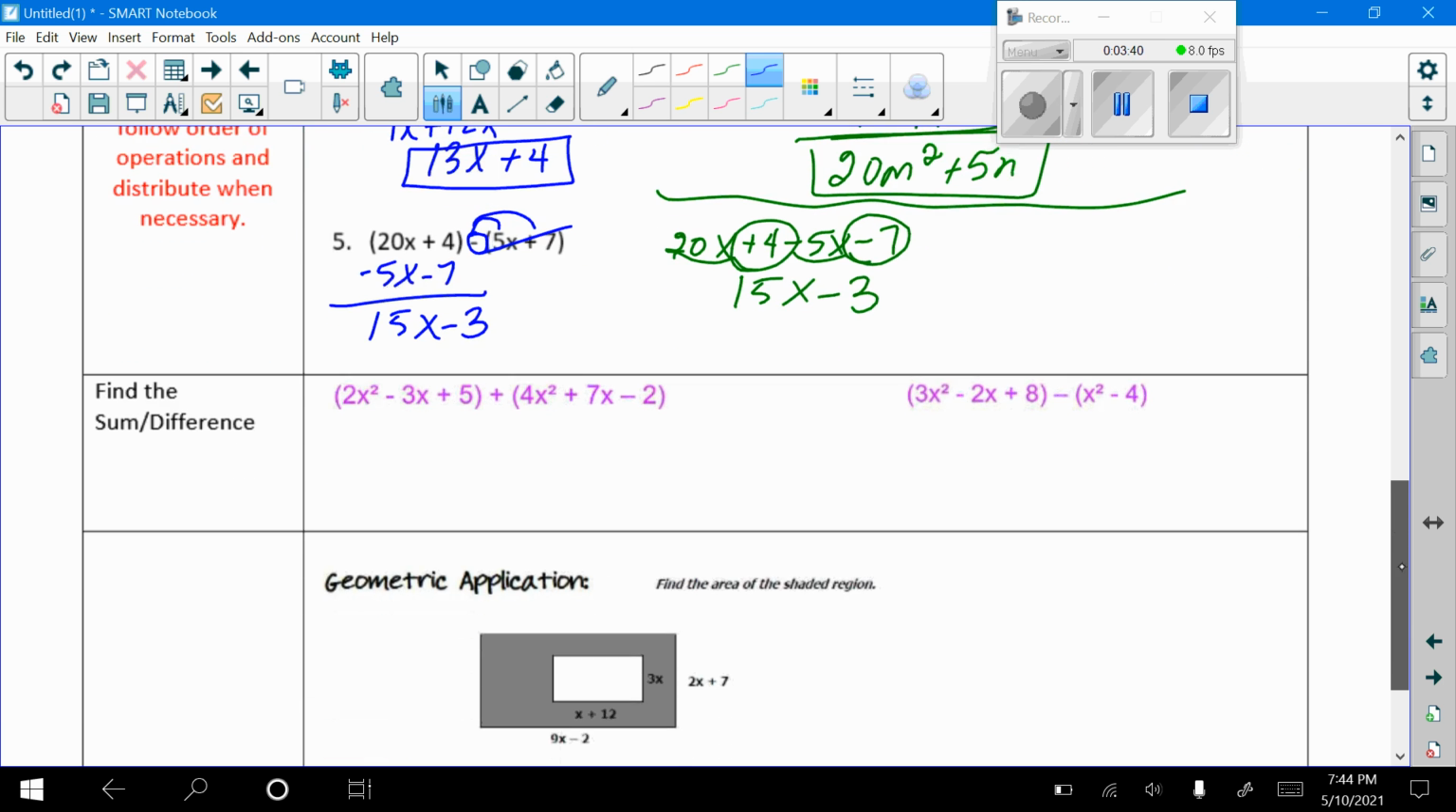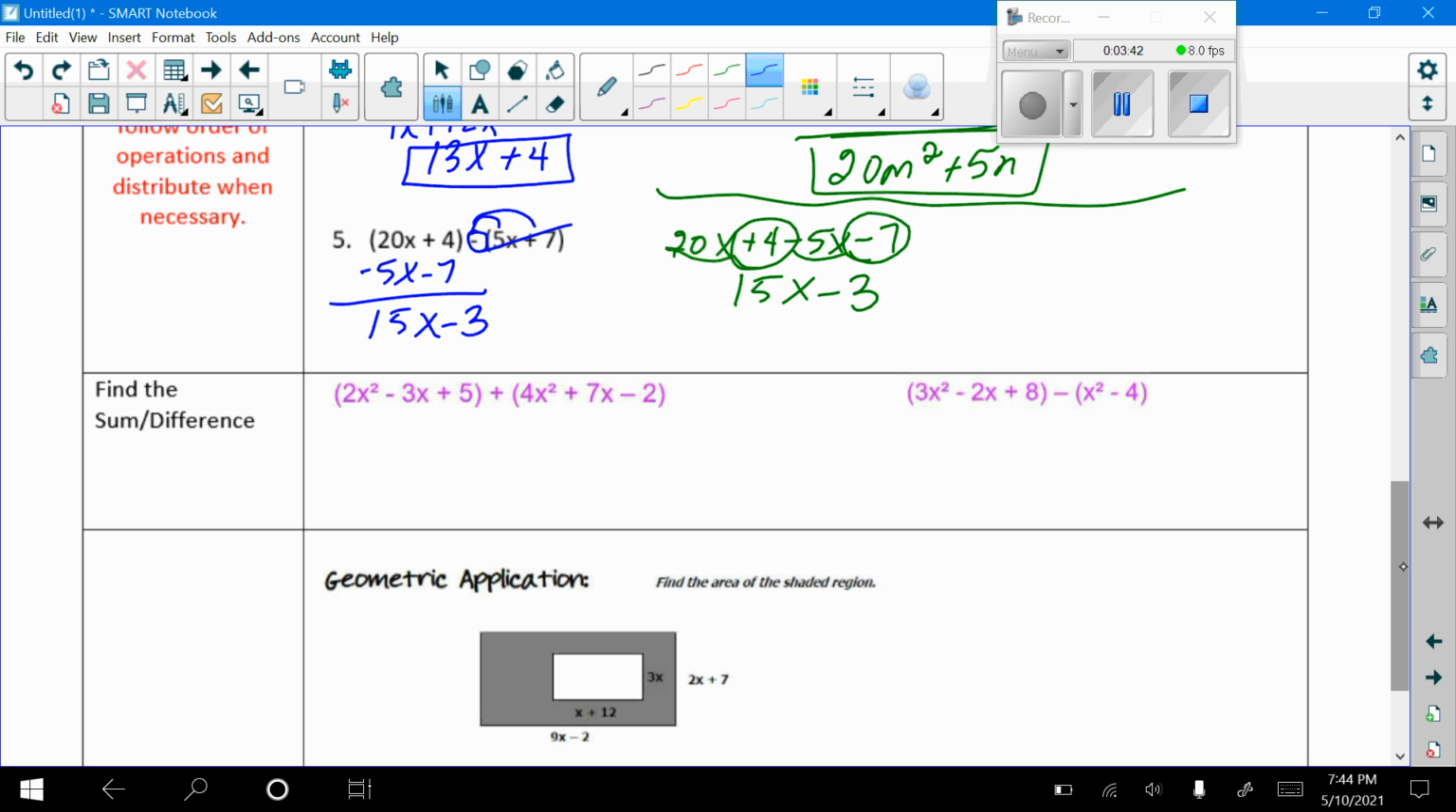So try the next two on your own real quick, and then come back to me. All right, so this is addition. So if I were going to add this, I'd bring it right underneath 4x squared plus 7x minus 2. Don't worry about that now, and combine. I would get 6x squared plus 4x, and then plus 3. It's the same thing if you did it horizontally.